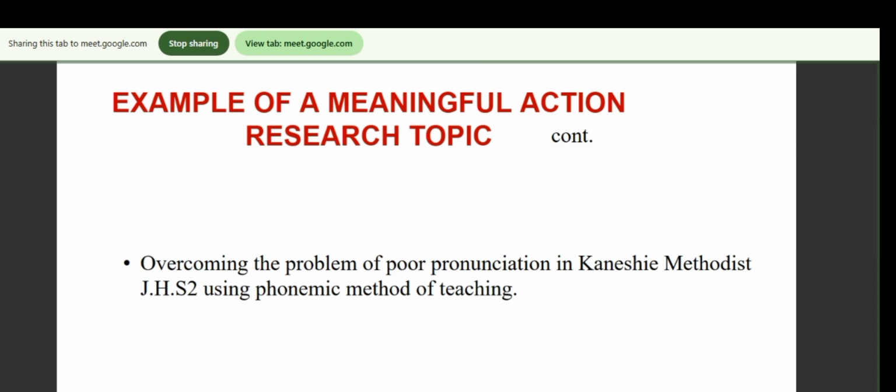So let's look at this also. Overcoming the problem of poor pronunciation in Kaneshi Methodist GHS using phonemic method of teaching. So let's look at the processes that we started. We said one, we have to look at your area of specialization. So here we are looking at English. Pronunciation is found in English, so that is the area of specialization. Then we can focus on pronunciation. We know pronunciation is part of the English curriculum, so it explains there also as the area of specialization that can be found in the curriculum.